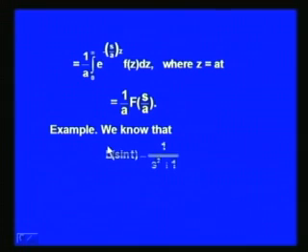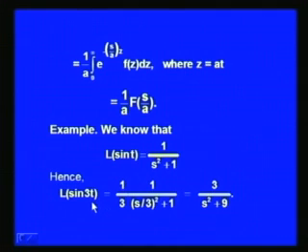Let us look at an example which is based on this change of scale property. We know that the Laplace transform of sin t is equal to 1 over s squared plus 1, because we have shown that the Laplace transform of sin at is a over s squared plus a squared. So, taking a equal to 1, we get the Laplace transform of sin t as 1 over s squared plus 1. Hence, the Laplace transform of sin 3t. Here we are taking f(t) equal to sin t, and f(at) equal to sin 3t. So, a is equal to 3 here. So, a is clearly positive.